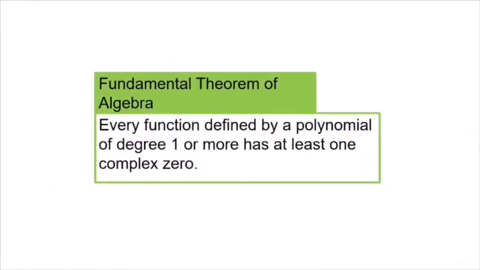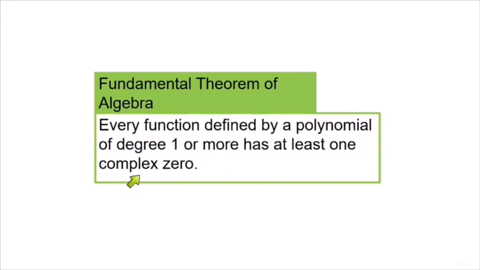Now we're about to work our way toward our last theorem, which is the complex conjugate theorem. And let's start with something called the fundamental theorem of algebra. As you might imagine, it's a pretty important idea because it is the fundamental theorem of algebra. And it just says something very simple. It says that every function defined by a polynomial of degree 1 or more has at least one complex zero.